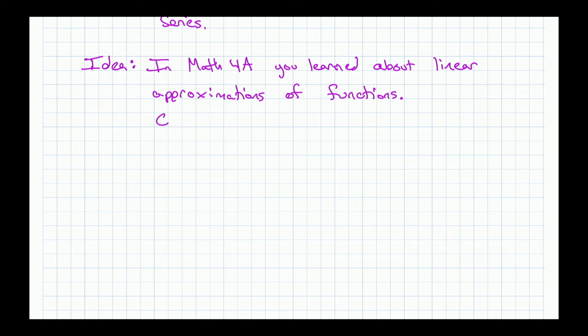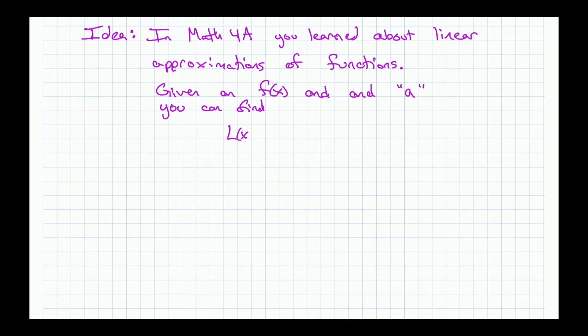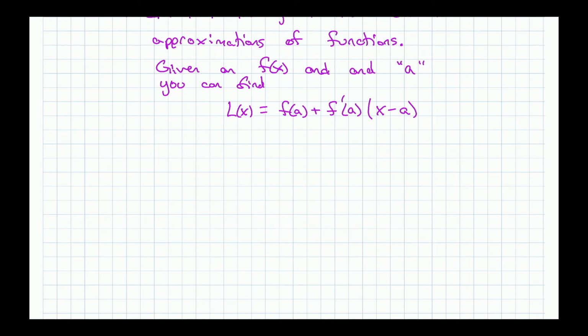Well, basically given f of x and a, where a was where you were going to find the linearization about, you can find this thing, which I'm going to just write out here: L of x equals f of a plus f prime of a times x minus a. And this L of x was called the linearization of f of x about x equals a.